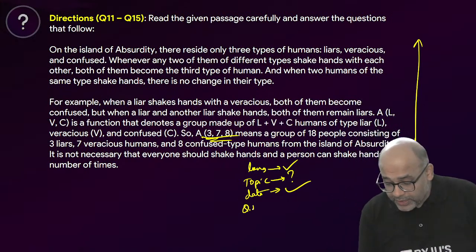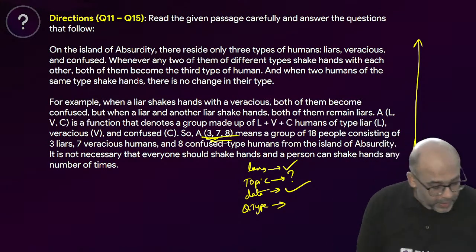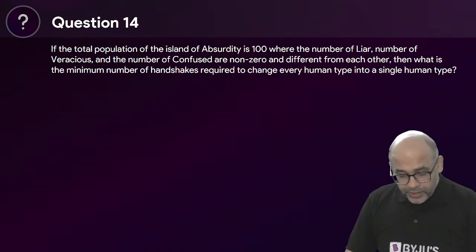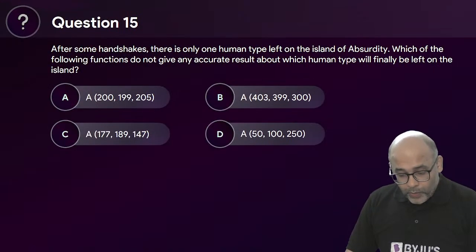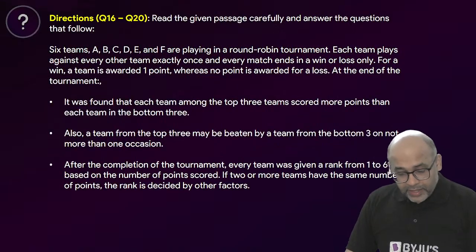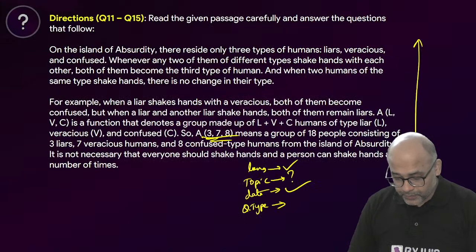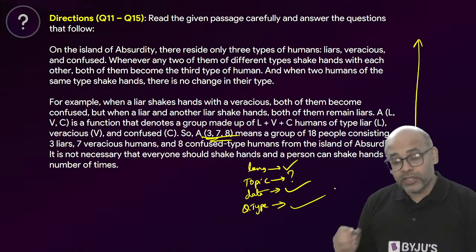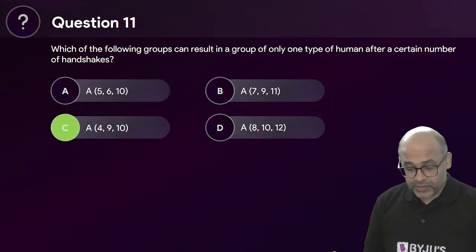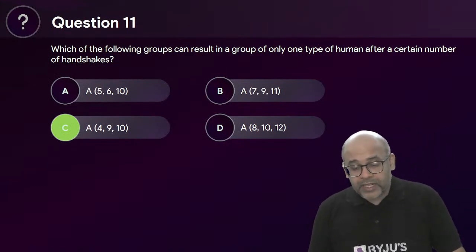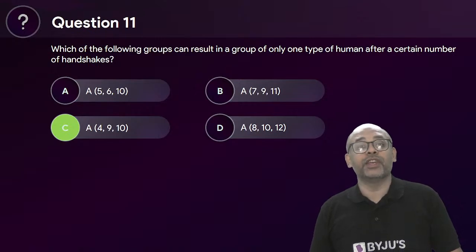Then question type. Let's look at the question types. You have MCQ, MCQ, MCQ, 3 MCQs, 1 theta, another MCQ. So 4 MCQs, 1 theta. Again, in your favor. Now look at the type of questions. What will they say? Which of the following groups can result in a group of only one type of human after a certain number of handshakes?